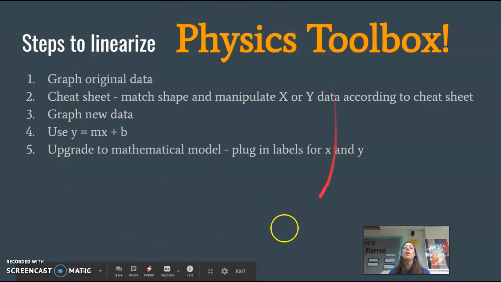All right, so here are the steps you need to write down in your physics toolbox. We will come back to this over and over again. If it's confusing, use these steps to help you until it makes sense.